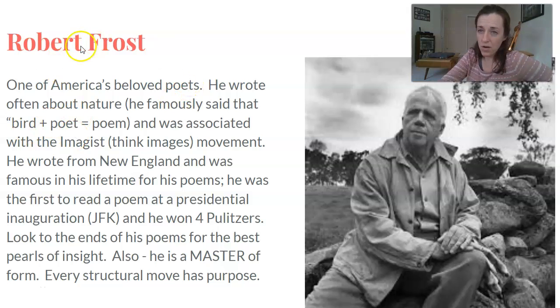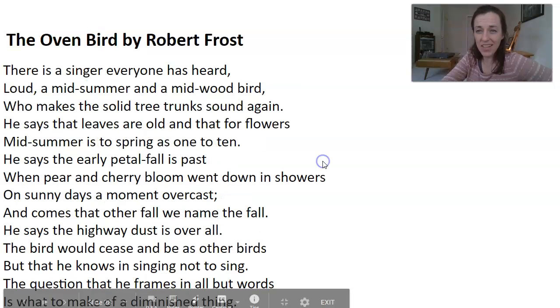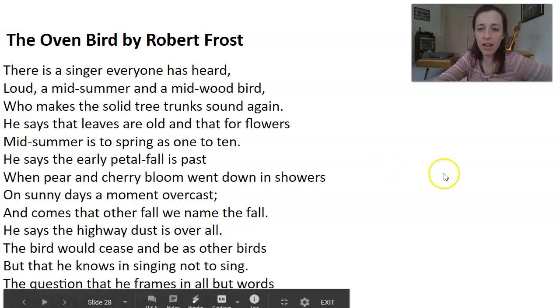He is a master of form, and we aren't going to talk about that much today, but it's worth saying and noticing. This is our poem, and already, what is the form? I'll give you a hint. If it's square, it's a sonnet, and this is kind of a square. It's a sonnet. I'm not going to read it yet, but you've read it for class today.